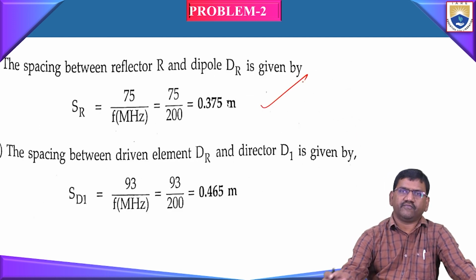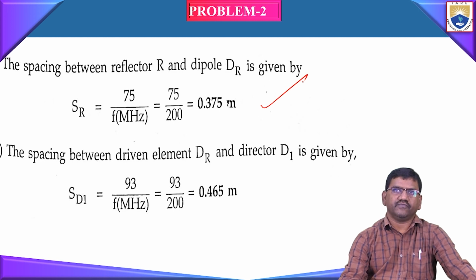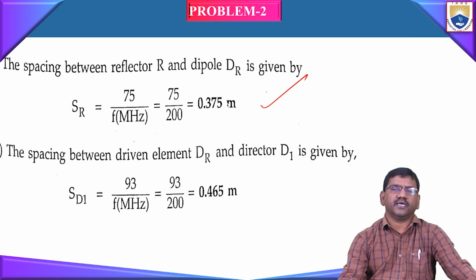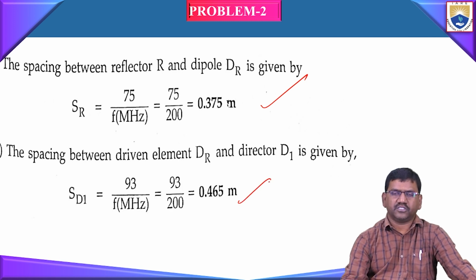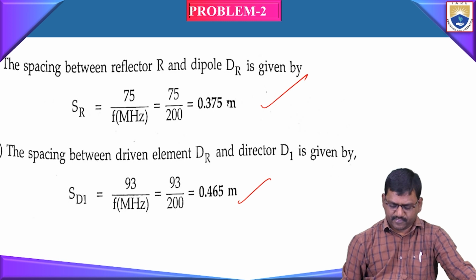Similarly, the spacing between the reflector and the dipole is given by 75 by f. So 75 by 200 is equal to 0.375 meters. And the spacing between the dipole antenna, or the driven element, and the director element is given by 93 by f, which is equal to 93 by 200, which is equal to 0.465 meters.